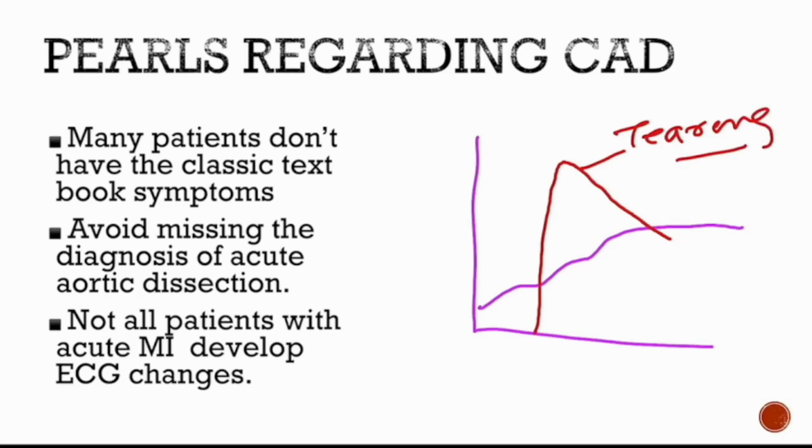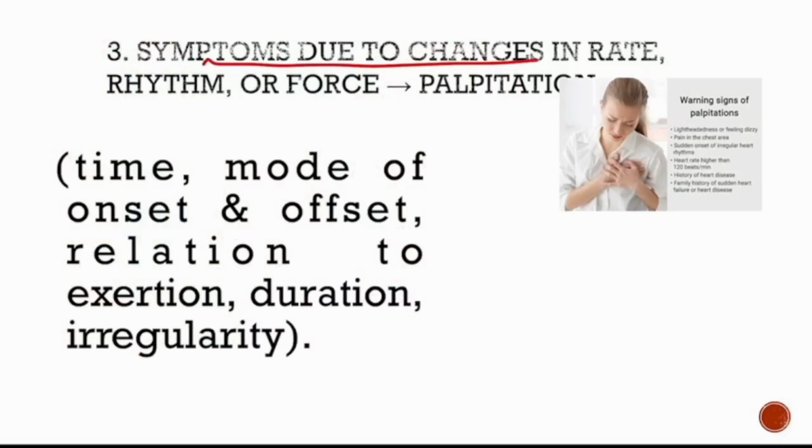And again, remember all patients with myocardial infarction need not have ECG changes also. So history is very important. Hope you got the point. Now we go to the third pathophysiology. It is a change in the rate and rhythm. So arrhythmias can produce symptoms.